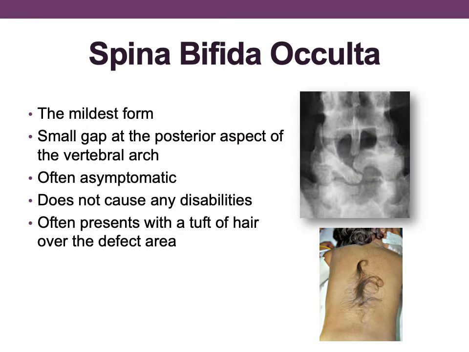Occulta is the mildest form of spina bifida. There will be a small gap at the posterior aspect of the vertebral arch that did not completely fuse. It is often asymptomatic and does not cause any disabilities. It also will often present with a tuft of hair over the defective area.